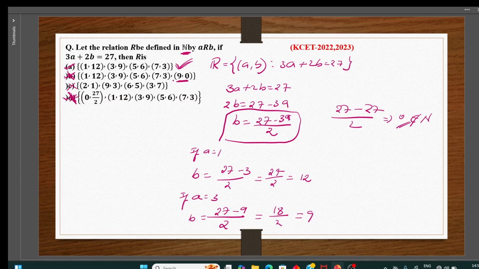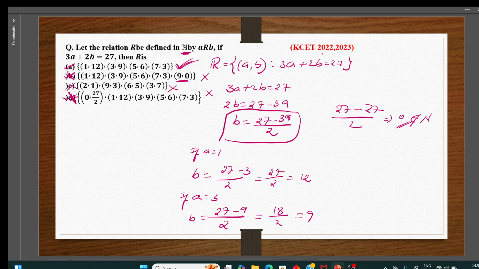So directly these two options are deleted because 0 is 0. And here in the first case only, this option is deleted. So directly, first option A is the answer. Clear? Yes. Next question.